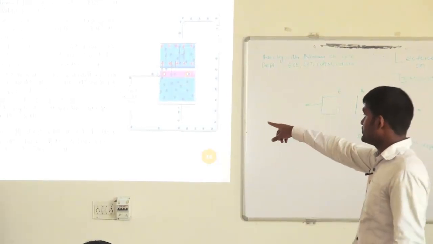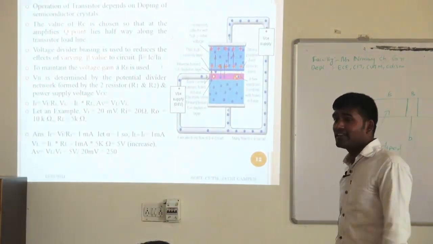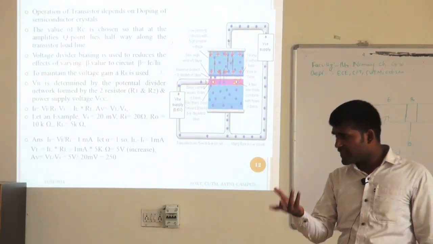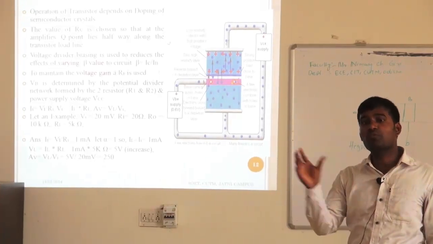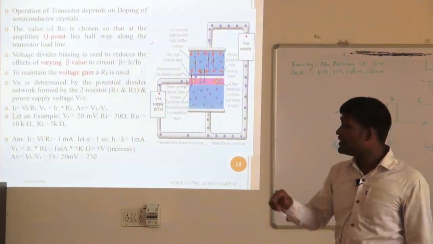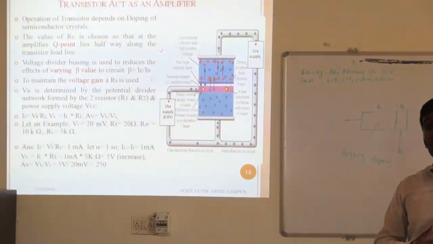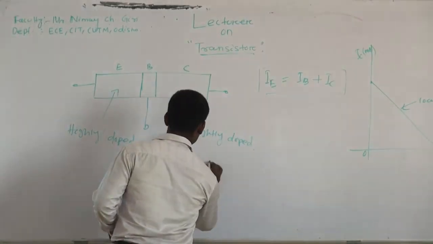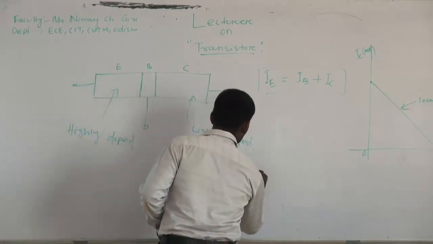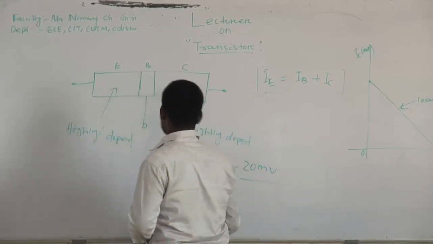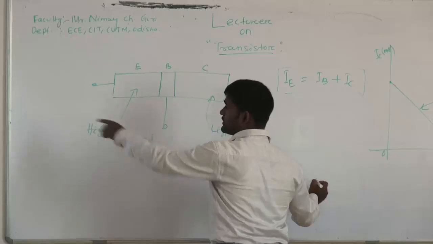Let me take an example. VI is 20 millivolt, RI is equal to 20 ohm, meaning the resistance is very low. RO is equal to 10 kilo ohm, the output side resistance is maximum. Then RL, the load resistance, is equal to 5 kilo ohm. Then I apply II is equal to VI by RI. VI is 20 millivolt, RI is 20 ohm, so II is equal to 1 milliampere.